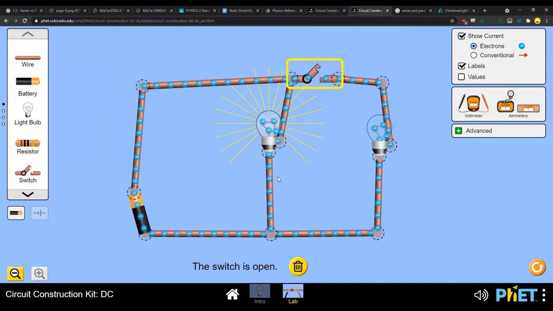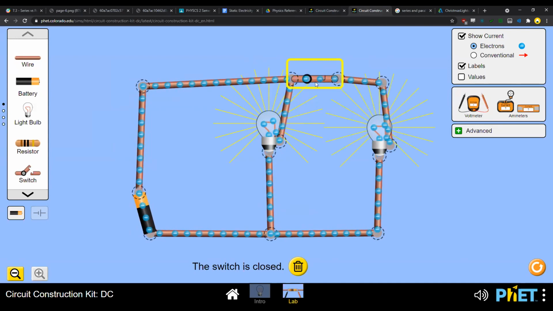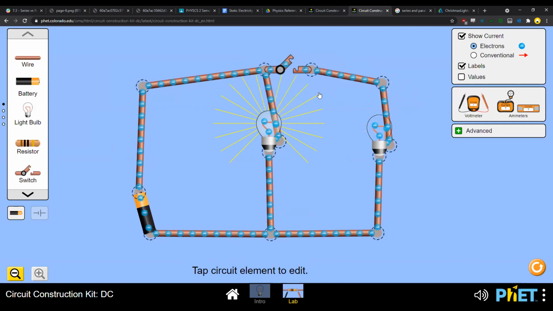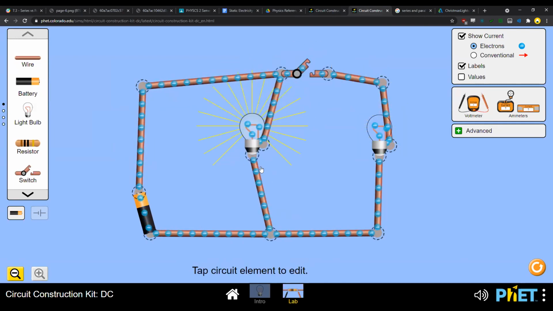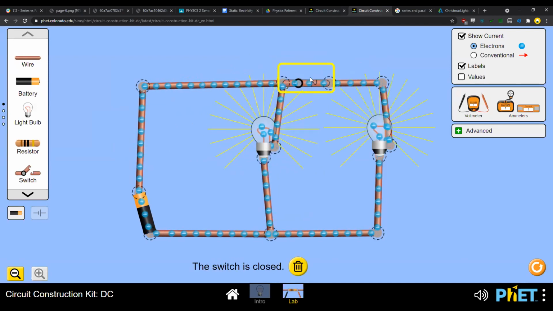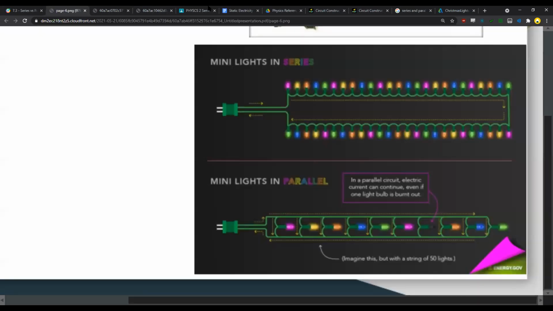A parallel circuit, on the other hand, right? If you look at this, even if you close off one switch, even if you were to stop electricity running through one wire, the other one would still work. It doesn't matter if I open or close the switch right here, the other one still works. So having multiple pathways is much better than having one pathway.